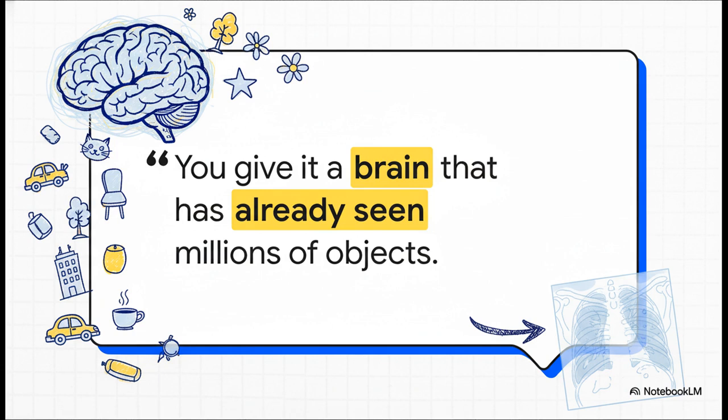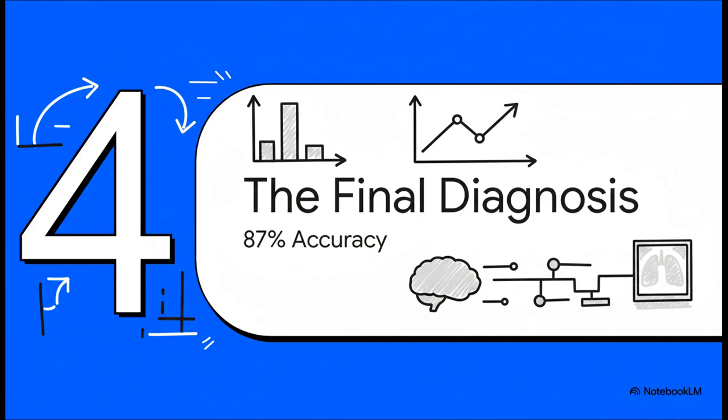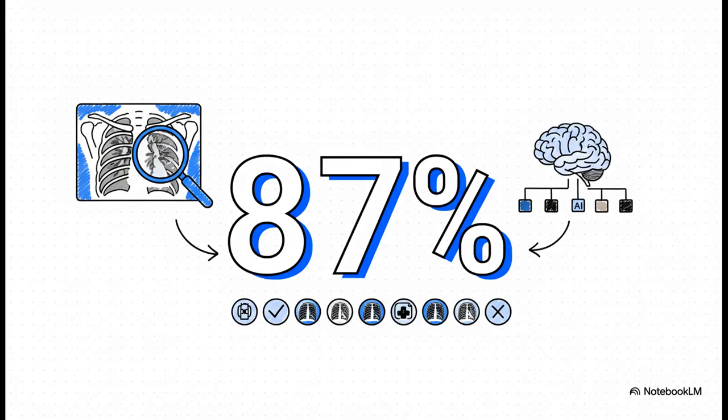Okay, so we've got our data, we've picked our champion model, but how did it actually do? Time to look at the final results, the numbers. And the headline number is a solid 87% overall accuracy. So 87 times out of 100, the model got it right. It correctly identified whether an X-ray showed pneumonia or not. That's a great starting point for sure.